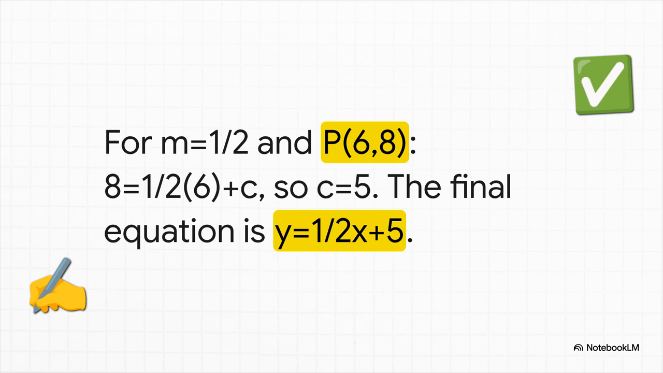Let's watch this happen in real time. See how fluidly this works in practice when we just plug the numbers in. Say we're told the gradient is a half, and the line passes through point P at 6, 8. Following our toolkit, we write y equals mx plus c, and we plug in 8 for y, a half for m, and 6 for x. Well, a half times 6 is 3, so 8 equals 3 plus c. Basic algebra tells us c must be 5. Now we have our m and our c, we just write it out. Y equals 1/2 x plus 5. Boom! We just built an equation out of thin air.